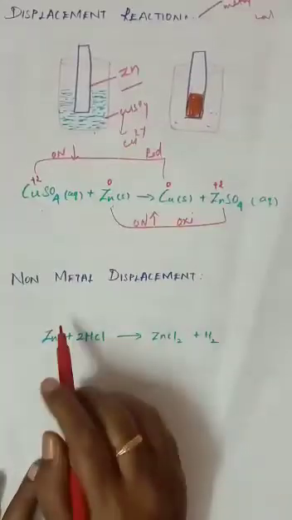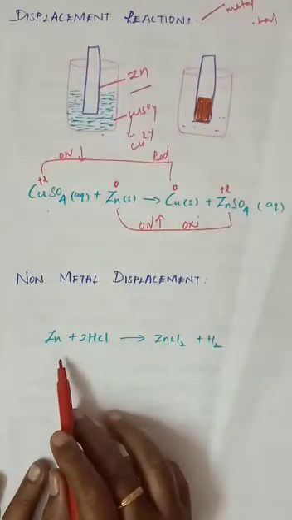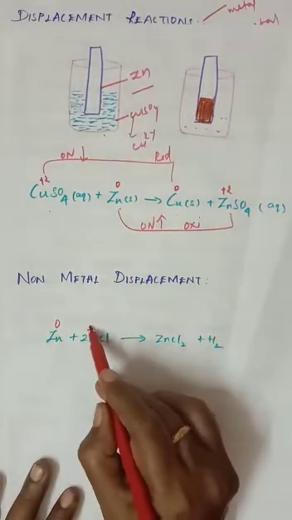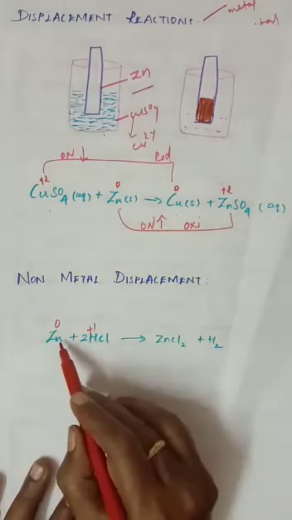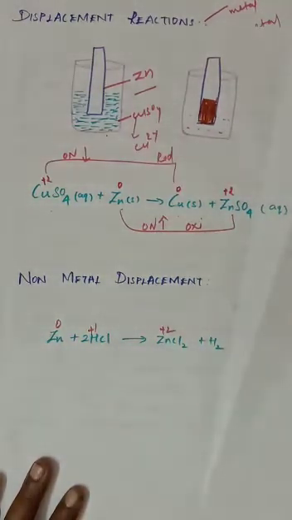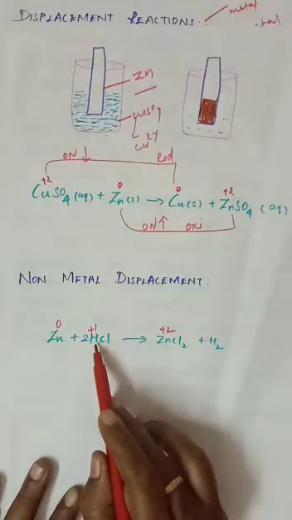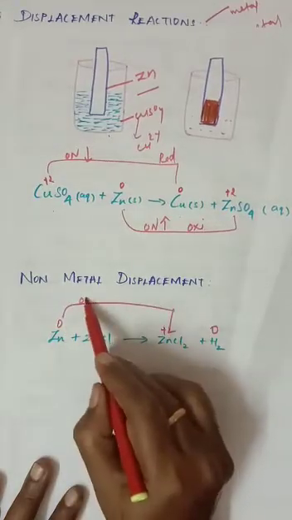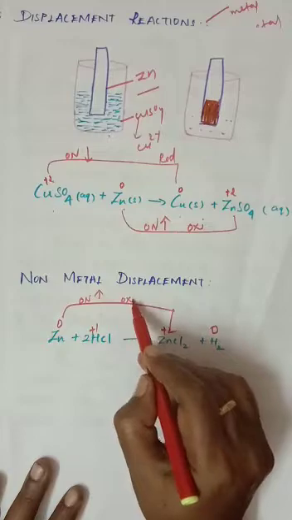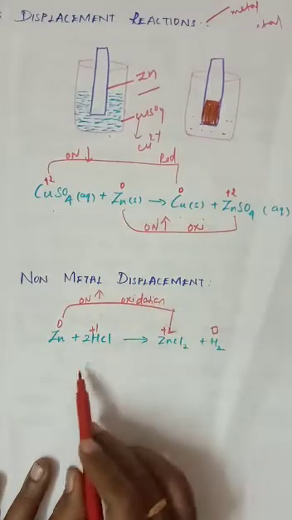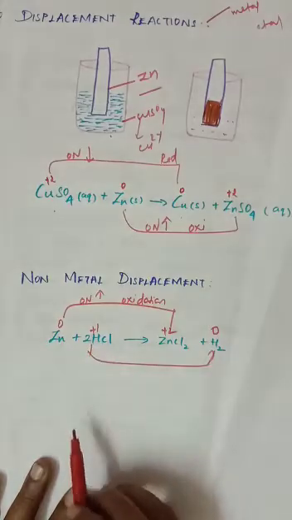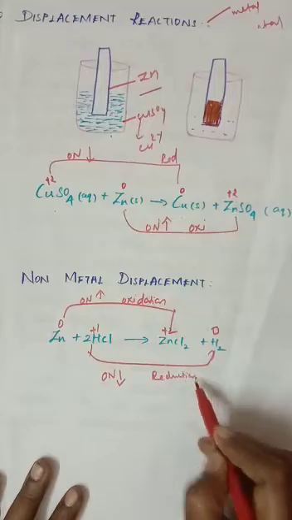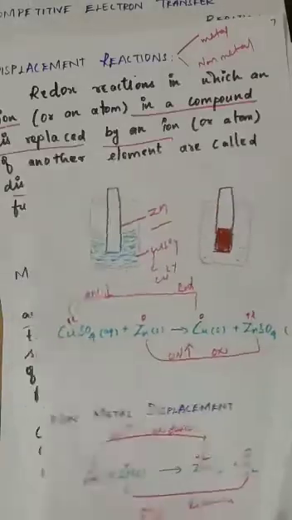One more thing, non-metal displacement. Here zinc as well as HCl is placed. Zinc is 0, and hydrogen is plus 1 oxidation number. Zinc becomes zinc 2 plus, and H goes from plus 1 to 0. What happened here? Zinc goes from 0 to 2, so the oxidation number increased and oxidation takes place. At the same time, hydrogen plus 1 becomes 0, a decrease in oxidation number, so reduction takes place here. This is known as the displacement reaction.